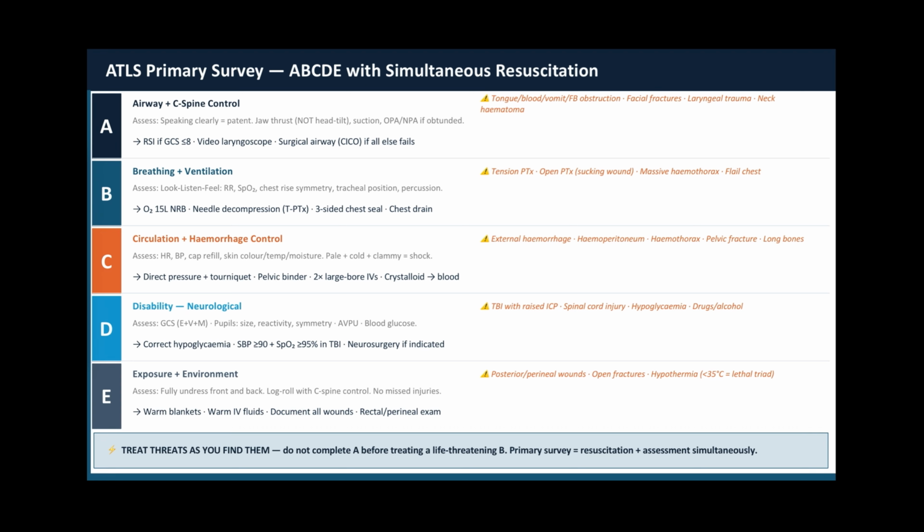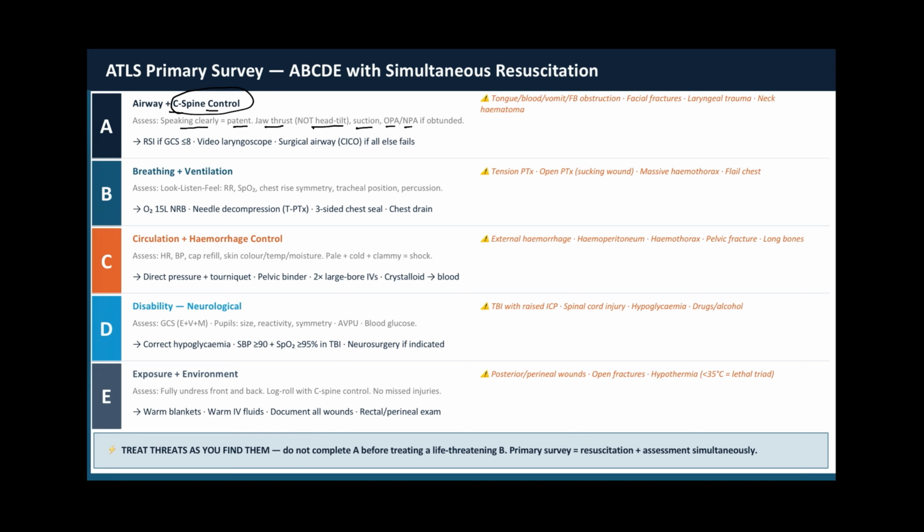First is airway. Airway comes with C-spine control or C-spine motion restriction. Here you need to ask only one question: is the patient able to speak clearly? If the patient is able to speak clearly, it means his airway is patent. Look for any secretions like blood in the oral cavity. If there is something like that, do oral suction. Always do the jaw thrust. Do not prefer doing the head tilt because you're already suspecting a cervical spine fracture, so you don't want it to be aggravated.